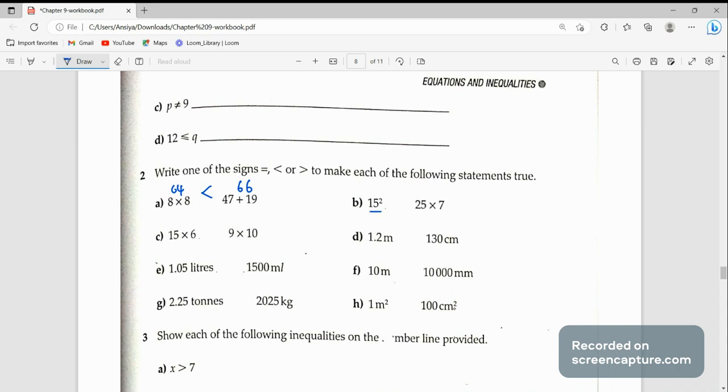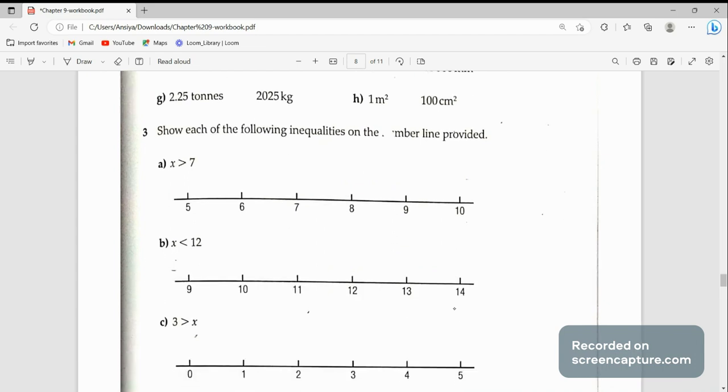Now look at this one. 15 squared means 225. Now 25 times 7 is 175. So this is greater. Like that.